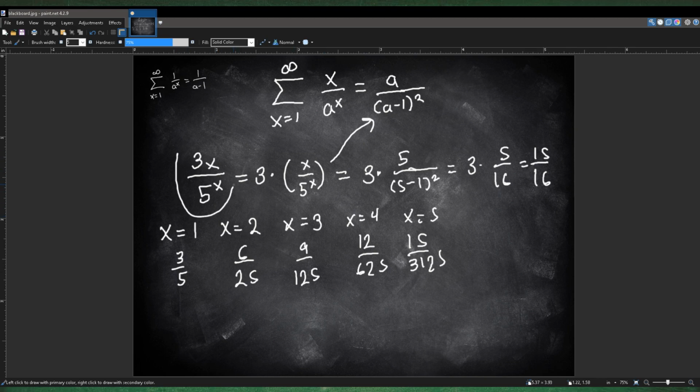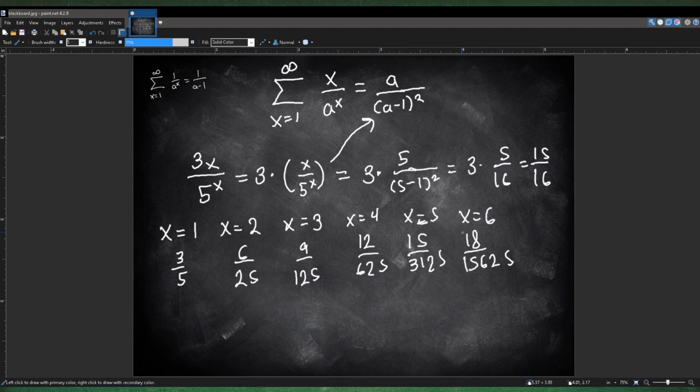I'm just following this formula, right? Just plug in some numbers. It has to be integers because we're working with summations. So x equals 6, that would be 18 over 15,625. Okay, let's stop there. 6 numbers seems to be enough. And let's add all these numbers together. So 3 divided by 5 plus 6 divided by 25 plus 9 divided by 125 plus 12 divided by 625 plus 15 divided by 3125 plus 18 divided by 15625.